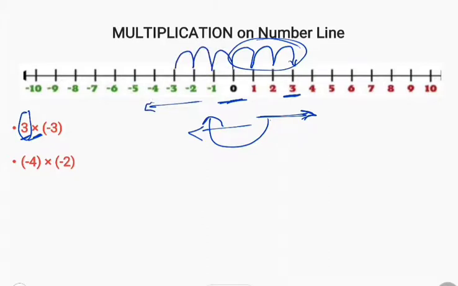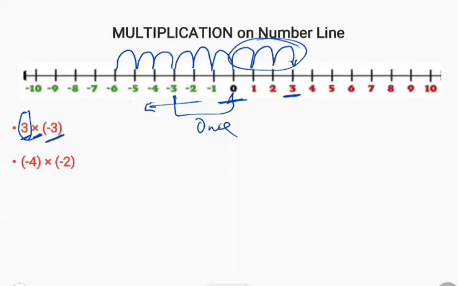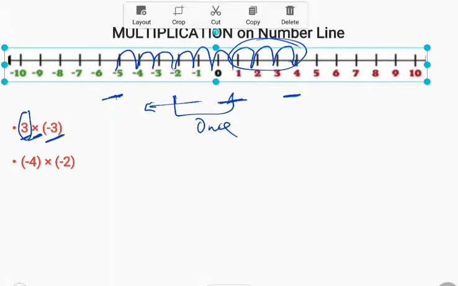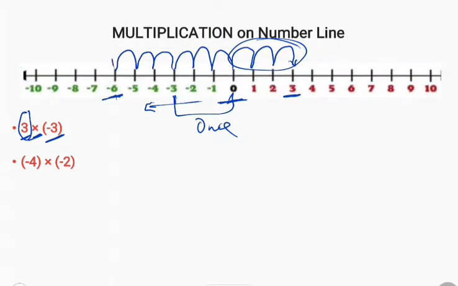1, 2, 3. So, this we did, and this is the first time we have done. So, this is once we have done. But we have to repeat it 3 times. Second time, 3 steps. So, we reach till minus 6. And from here, third time, 1, 2, 3. So, the third time we did 3 steps and we reached till minus 9.